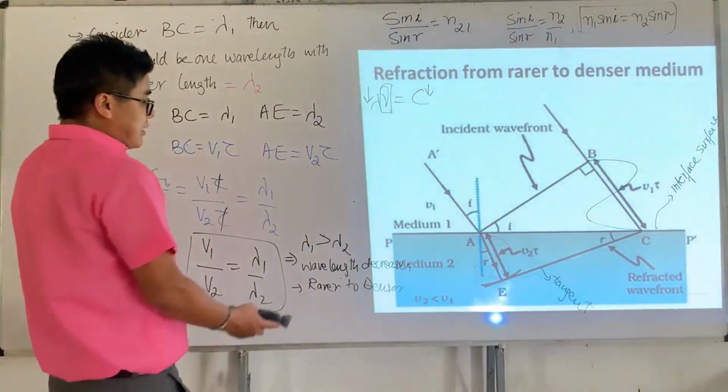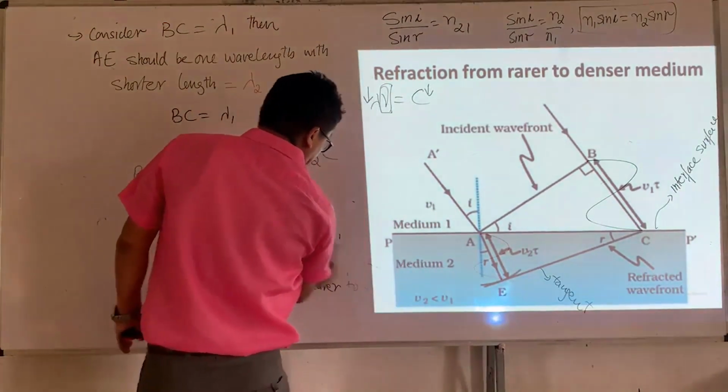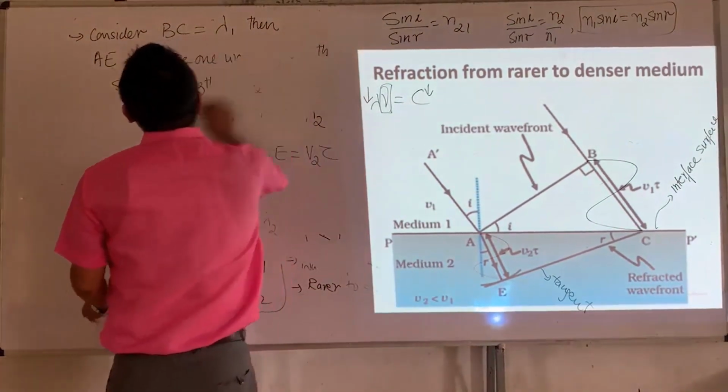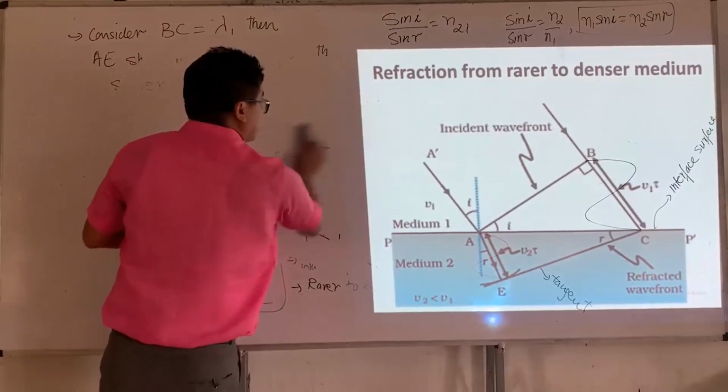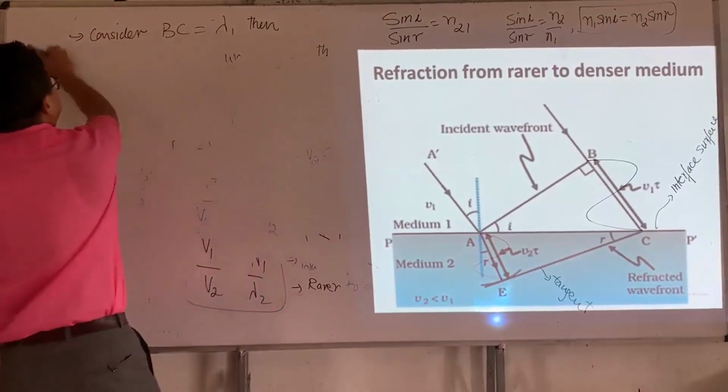So this is all about refraction of light from rarer to denser. Now I would like to discuss refraction of light from denser to rarer.